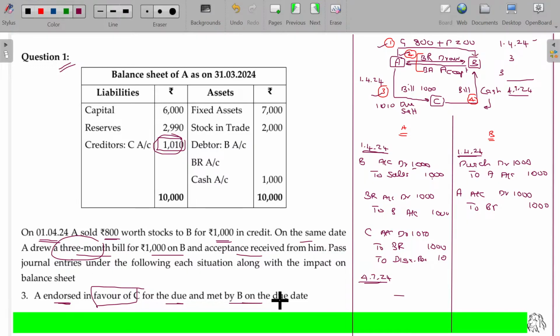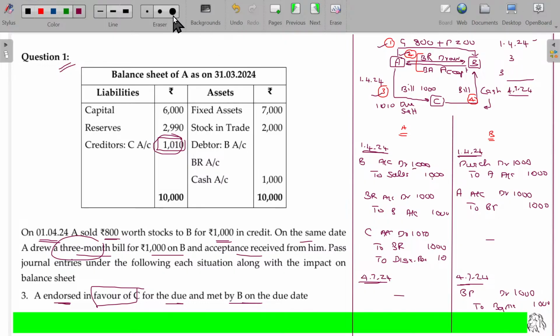Clear? For endorsing the bill, no entry in the books of B because it's a transaction between A and C. B says, if he brings the bill on maturity, I will honor this. Whether you keep it yourself and bring it to me or give it to C and bring the bill by C, doesn't matter. I will just settle on the maturity. So no entry for endorsing in the books of B. On maturity, 4/7/24, for this bills payable, B has to make the payment. So bills payable account debit to bank. That's all. Honoring the bill. Is that clear?